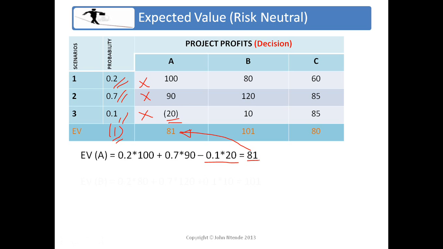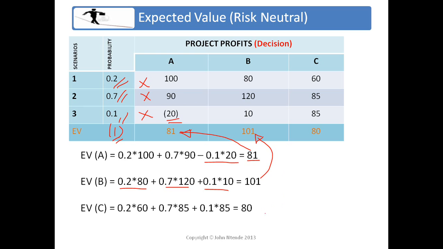to give me 81. I'm going to do the same thing for B. You can see 0.2 by 80, then 0.7 by 120, then 0.1 by 10 to give you 101. So you can see the 101 right here. So the expected value is the summation of the probability multiplied by the outcome, which in this case is the profit.